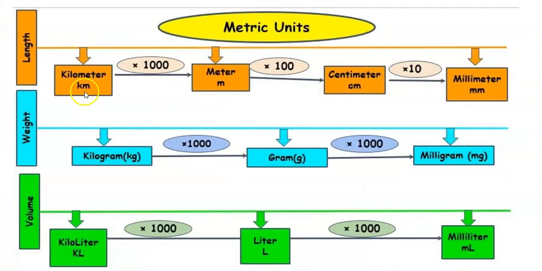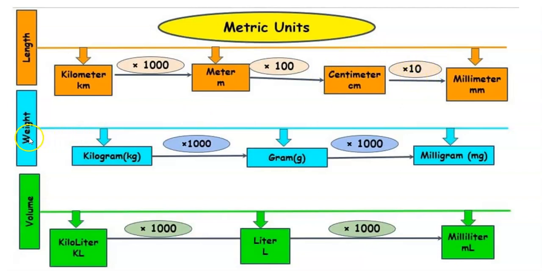Here metric units اللي احنا نستخدمها في دولنا العربية وكل العالم. هي قياسية مستخدمة في كل العالم. The units of length are kilometer. When you change it to meter you multiply by 1000. From meter to centimeter by 100. From centimeter to millimeter by 10.